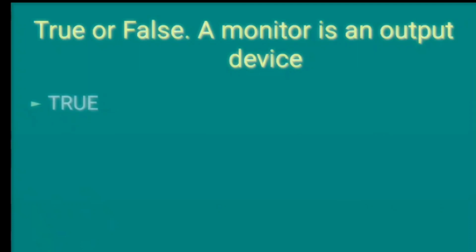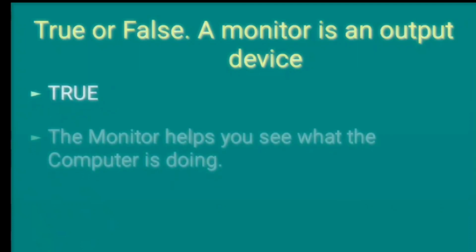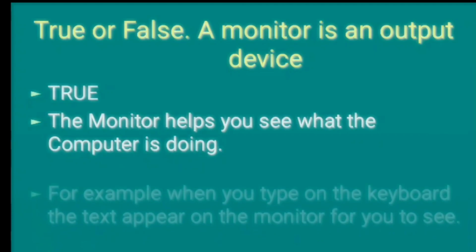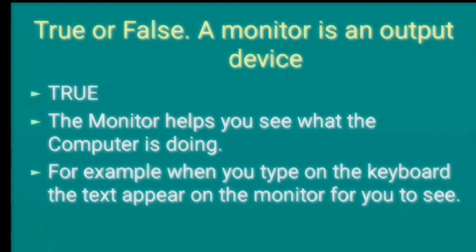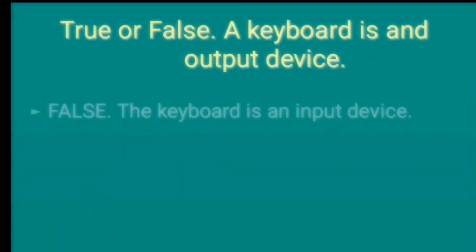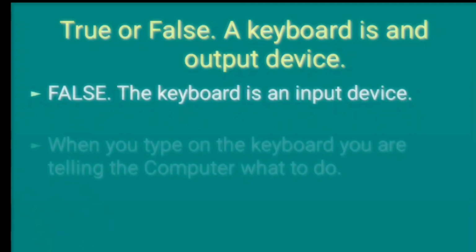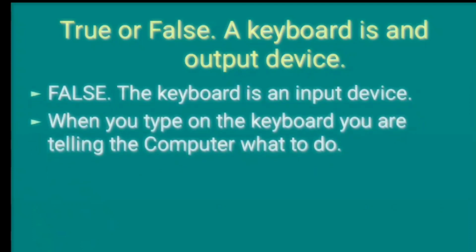True or false? A monitor is an output device. True. The monitor helps you see what the computer is doing. For example, when you type on the keyboard, the text appears on the monitor for you to see. True or false? A keyboard is an output device. False. The keyboard is an input device. When you type on the keyboard, you are telling the computer what to do.